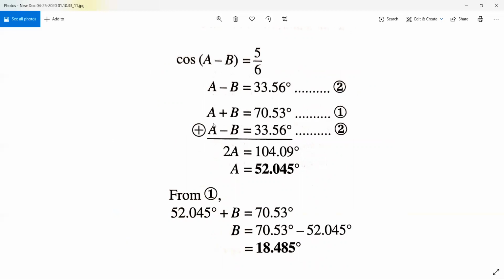And then A plus B and A minus B is a simultaneous equation. So we add it together, A plus A, 2A, B minus B, 0. So 2A equals 104.09, A equals 52.045.